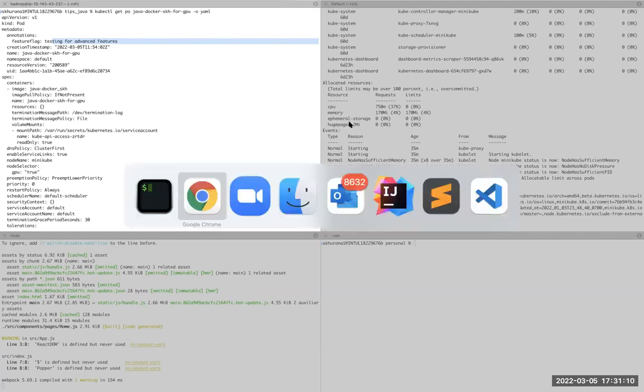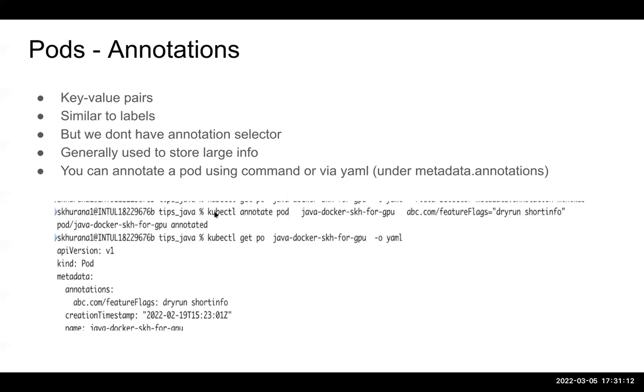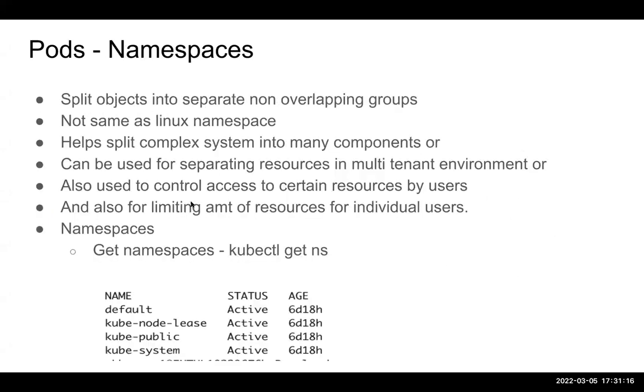Moving on. Somehow my system is very slow today. So namespaces. Namespaces are very widely used in organizations. They are generally used to split objects into separate non-overlapping groups. One example could be, we discussed teams in the labels also.